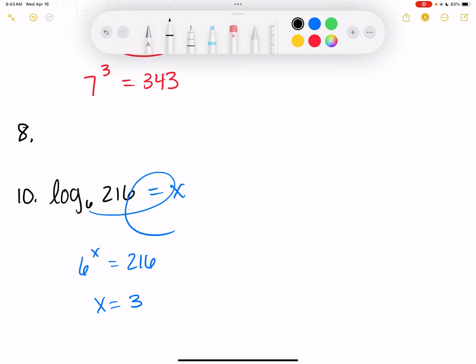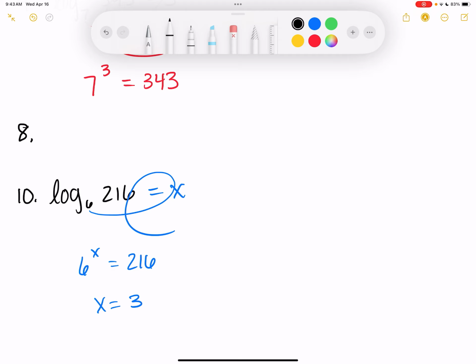Just to be clear, for the problems without a calculator, you would need to show this step. Obviously, I'm not expecting that you knew that 6 cubed was 216 off the top of your head. You could use your calculator to determine that, but you need to show the step of how to rewrite it first on the without-a-calculator ones. On the calculator ones, you'll just type it in.